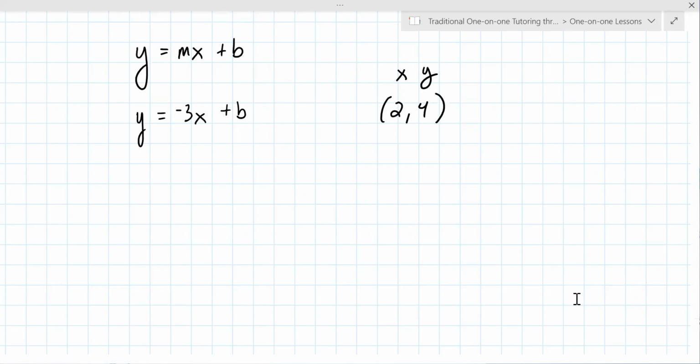So it's 2. Do you have a pencil and paper out? You have to be writing this down. There's no way you can do this in your head. So for the b, you should put in the 2 and then multiply. X is 2 and Y is 4. Yes, that's right. Negative 3 times 2 is negative 6. And then 4 equals negative 6 plus B.